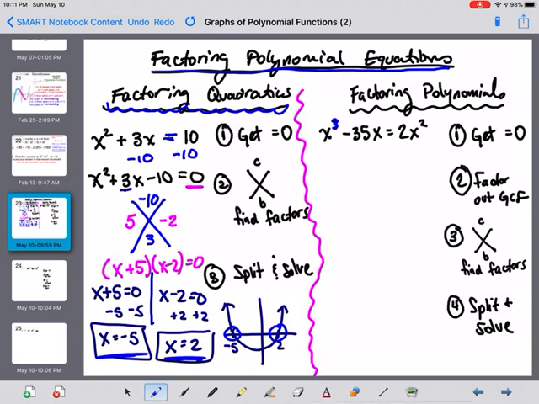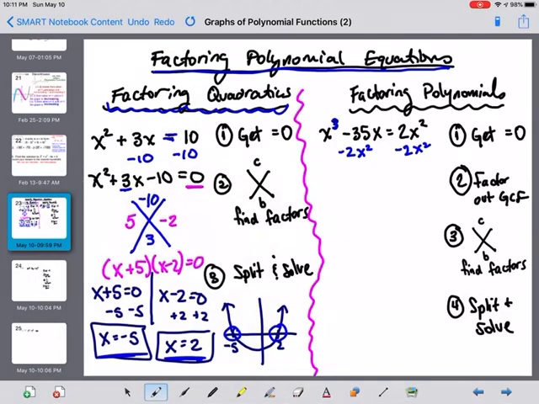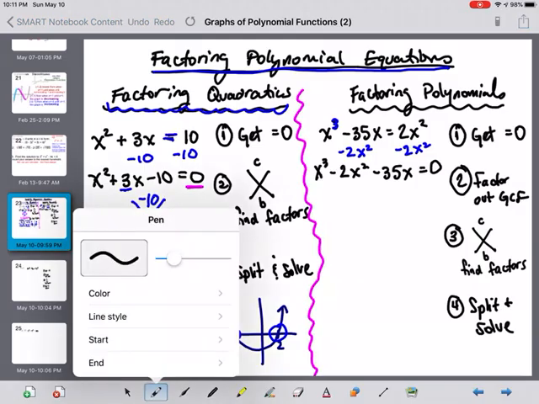We're still going to start the same way by getting it equal to 0. Since it's equal to 2x squared, I subtract that from both sides. And I have to make sure to write it in the right order. So when I'm looking at the order to put it in, I know the highest exponent goes first, so that's x to the third. The next highest is minus 2x squared. Then the minus 35x equals 0. So notice it goes from highest exponent down to lowest.